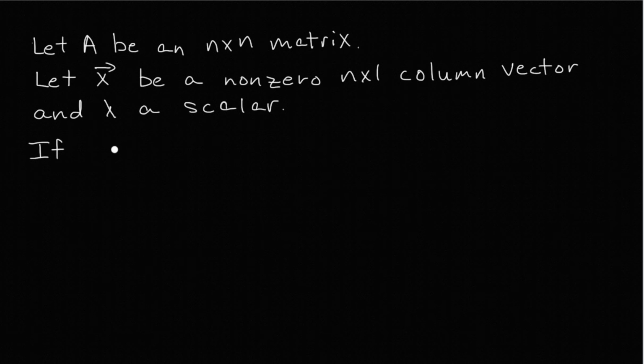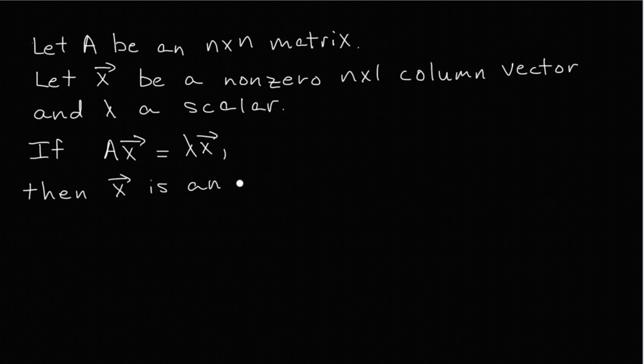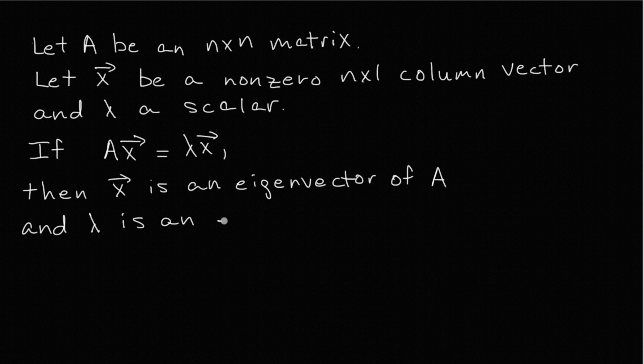So, if all this is true, then if A times vector x is equal to lambda times vector x, that's the formula that you want to know, then we know that the vector x is an eigenvector of matrix A. And if that's true, then lambda is going to be called an eigenvalue of A. So an eigenvector is just a vector, and lambda, an eigenvalue, is just going to be a scalar or a real number.